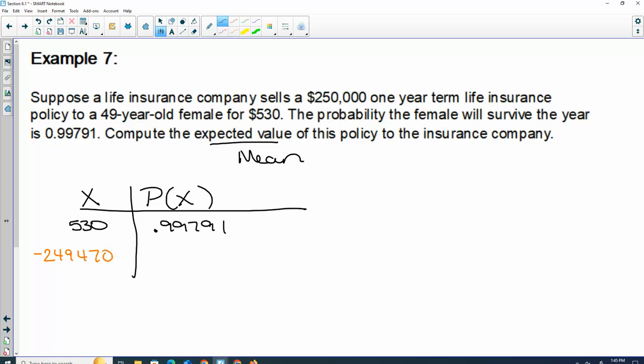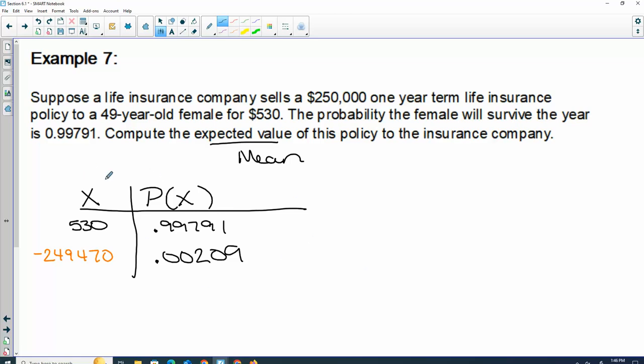So x is going to be a negative $249,470. The reason it's not a straight 250 is they did collect that premium check before they insured you. So that 530 was not lost to them. How do I find the probability? The complement. They only pay that out if the person does not survive. So that is 0.00209.